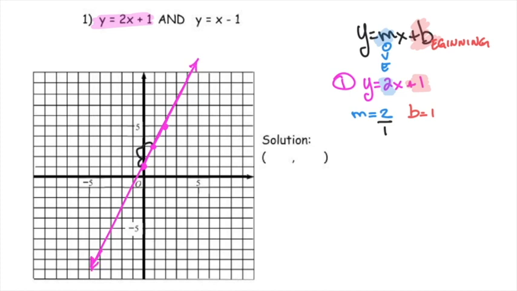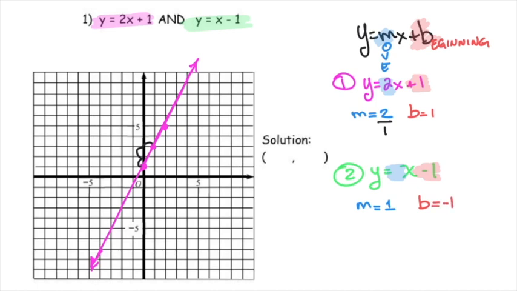So we're going to do exactly the same with our second equation, y equals x minus 1. So first of all, m is an invisible 1 right there. So we're going to say m equals 1. Then the y-intercept, b, is negative 1. So we're going to say b equals negative 1.